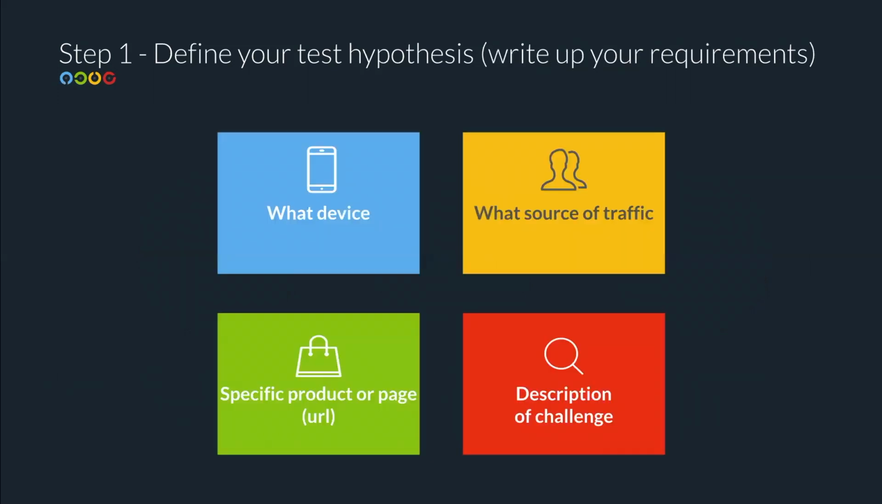Once you've categorized those, you need to write up your requirements. So for each test hypothesis, you need to define what device you want to run the test on, what the source of traffic is potentially. Is it email? Is it paid search? Is it social traffic? Is there a specific set of products or a set of pages you want to test or run a test on? And finally, what problem are you trying to solve?